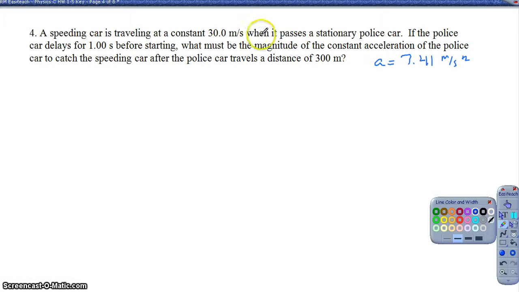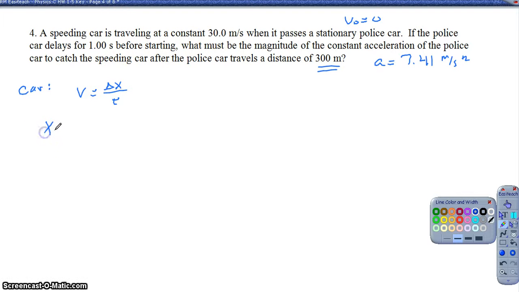Okay, so a speeding car traveling at 30 meters per second, so we know the car is traveling at a constant velocity, which is nice because the only equation I need for that is delta x over t. It passes a stationary police car, so we know the initial velocity of the police car is 0. The police car delays for 1 second before starting. What must the magnitude of its acceleration be for the car to reach the speeding car after 300 meters? So here's a couple of key facts that we have to make sure we're comfortable with. And one of them is the car has a 1 second head start.